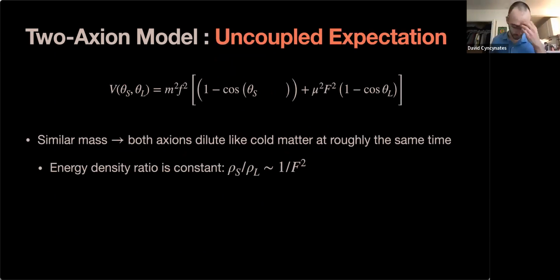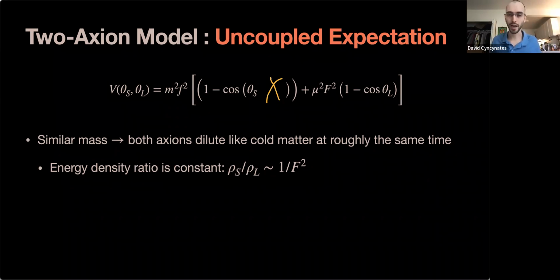Okay. So before I get into the dynamics of this coupled axion model, I think it's first helpful to look at what happens for uncoupled axions. So here I've written down the same model, but I've simply removed the long axion from the mixing instanton, which is m squared f squared now, not lambda 1 anymore. And we already know what happens in this potential.